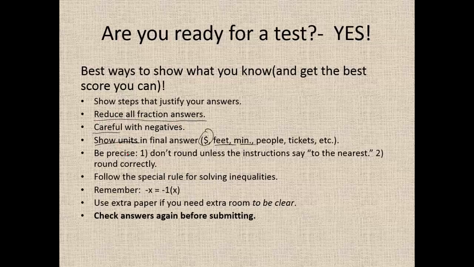And be precise. Don't change things from fractions to decimals unless the instructions say to the nearest tenth or hundredth or something. And if that's the case, make sure that you round correctly according to the normal conventions for that. Don't forget our special rule for solving inequalities when you have to multiply or divide by a negative. And remember that if there's a negative in front of a variable or in front of parentheses, it means -1 outside. Okay? So all those things.